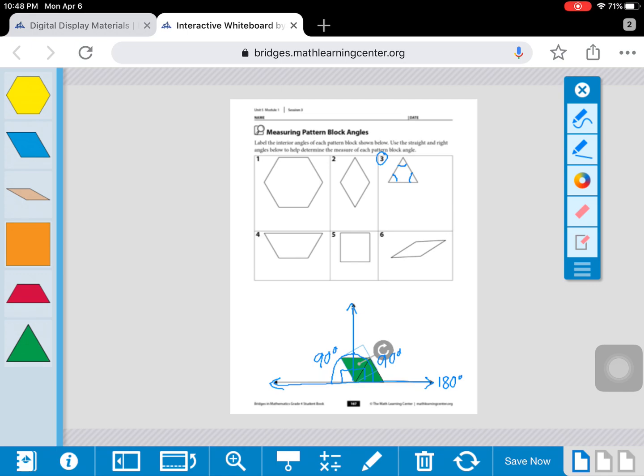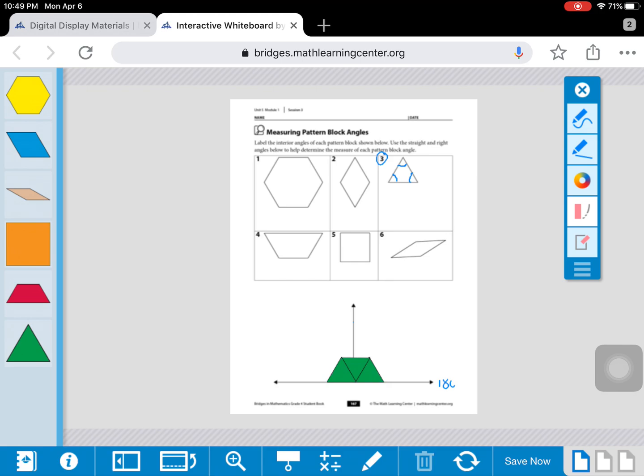Is it matching up perfectly to 180? No. Is it matching up perfectly to 90? Still not. What do you think I need to add? If you said one more triangle, I think you might be right. Let's see. Oh, oh, oh. Do those line up perfectly? I'm going to erase this so you can see just how perfectly that matches up.